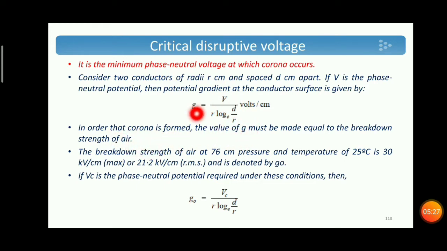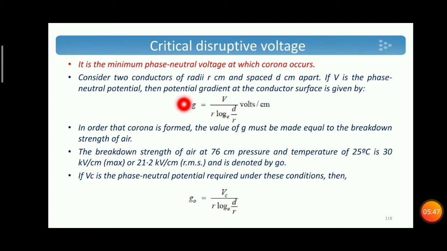Then, in order that corona is formed, the value of G must be equal to the breakdown strength of the air. The breakdown strength of the air is 30 kV per centimeter at a pressure of 76 centimeter and a temperature of 25 degrees Celsius.